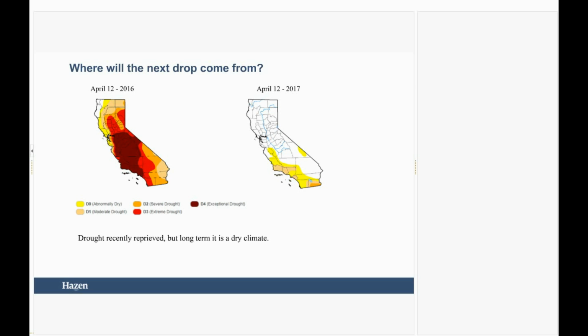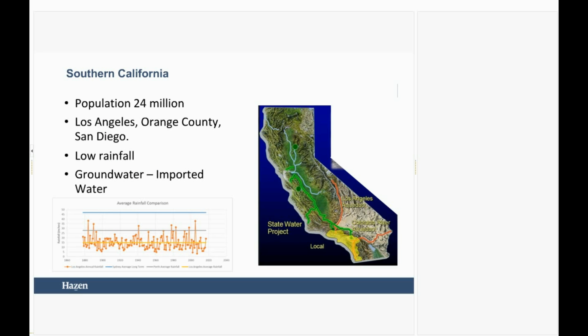a very dry climate. Southern California in particular is worth talking about. If we bundle Greater Los Angeles, Orange County, San Diego together, that yellow area that you can see on the bottom of the graph there, that has a population roughly the same size as Australia. And it has a very low rainfall. It is effectively a desert.